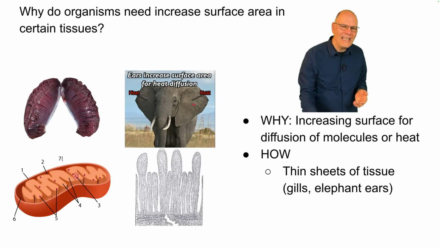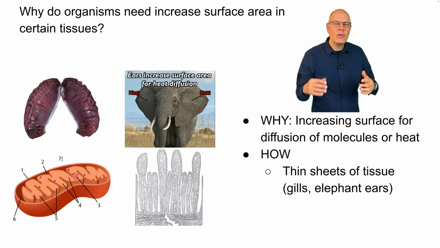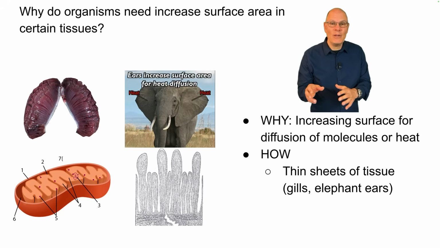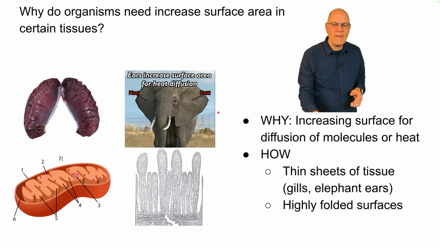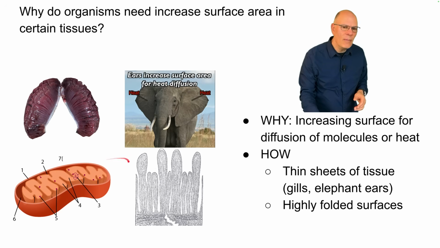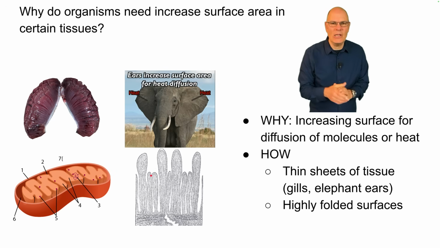Or if you think about the ears of elephants, those are big, flat sheets of tissue that enable the elephant, which has very little surface area relative to its volume and lives in a hot place, to get heat out of its body. You can also have highly folded surfaces, like the internal membrane of the mitochondria or the structures that are called villi that make up your intestine. And there's actually folds within folds.